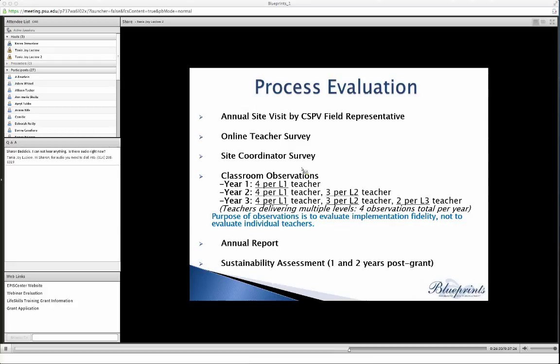And then finally, in year 1 and in year 2 after the grant, so really if you think about it as year 4 and 5, we conduct a sustainability assessment, checking in with our coordinator to find out if the program is indeed still being used in the district.